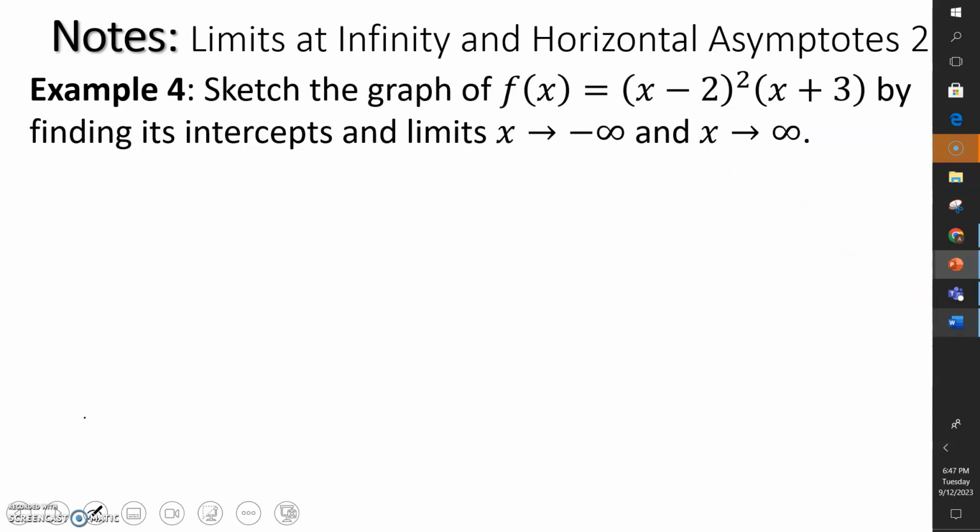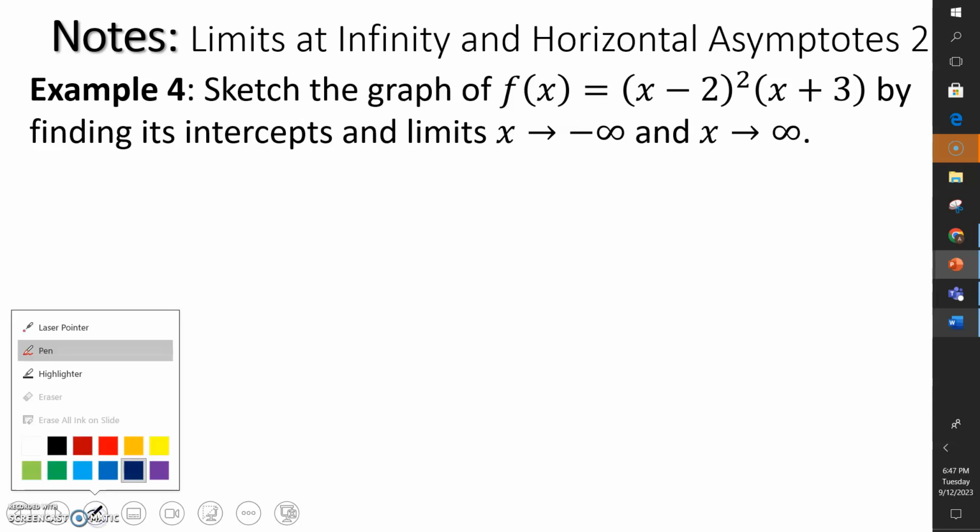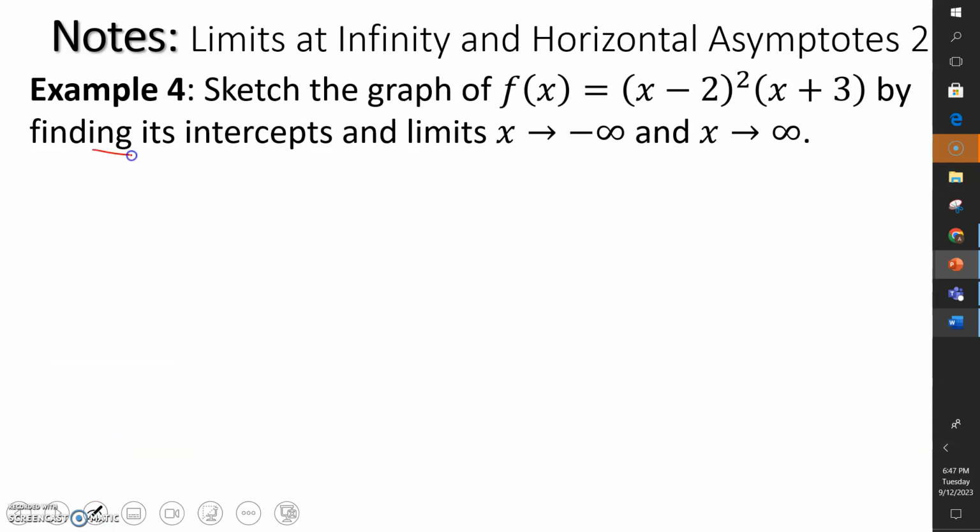All right, last one. Sketch the graph of f(x) = (x − 2)²(x + 3) by finding its intercepts and its limits as we approach negative and positive infinity. Let's start with the intercepts, because that's a very pre-calculus skill. We'll start with the x-intercept.